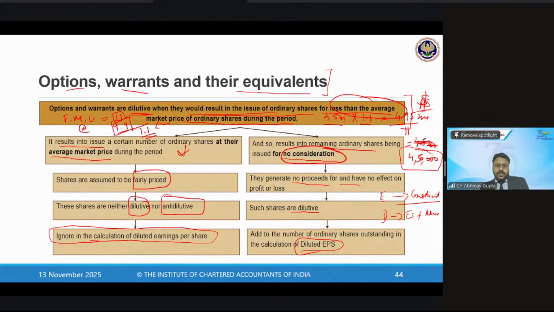So the shares which are getting issued at fair price, how many? 75,000. Are they anti-dilutive or dilutive? None, because they are issued at fair price. So they are ignored for the purpose of calculation of diluted earning per share. And how many are issued for free? 25,000. So 25,000 are considered to be dilutive, right? And hence they are adjusted. Clear? Clear.